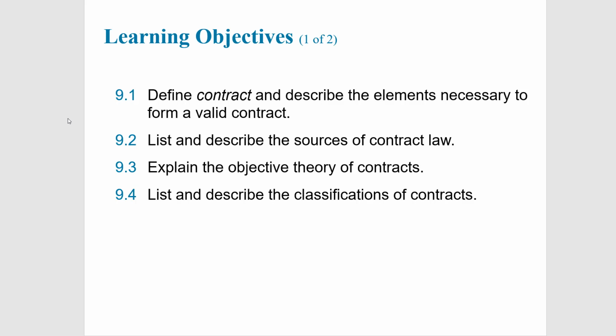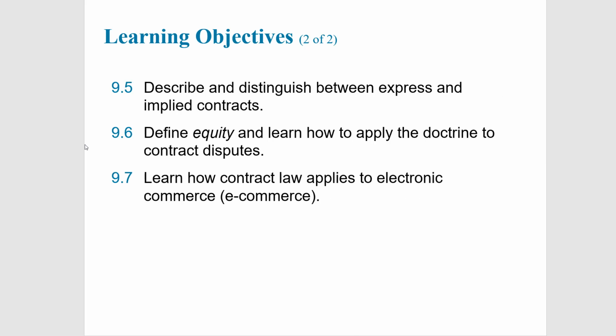So what do we do? We define what a contract is. We look at the elements. We look at the sources of contract law. We look at the objective theory of contracts. We look at classifications of contracts, distinguish between express and implied. We define equity and how to apply it to contract disputes. And we learn how contract law applies to e-commerce.